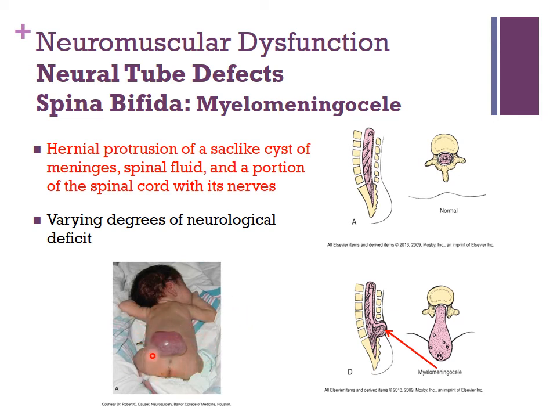Something you want to know, if this sac ruptures, then there is a significant risk for CNS infection. So if this sac ever ruptures, the physician needs to be contacted immediately. So you want to keep it moist. You'll typically keep it covered with a wet gauze, and you're very mindful of this area. Very, very.